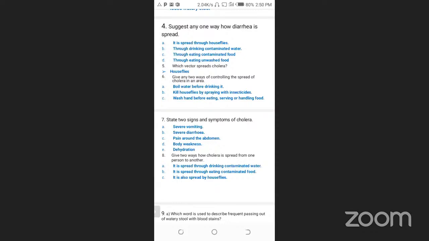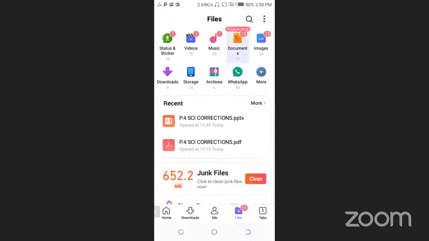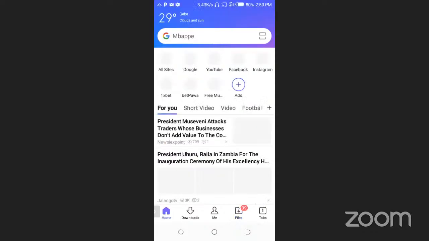Which word is used to describe the frequent passing out of watery stool with blood stain? Okay, let's go and hear answers from our friends.